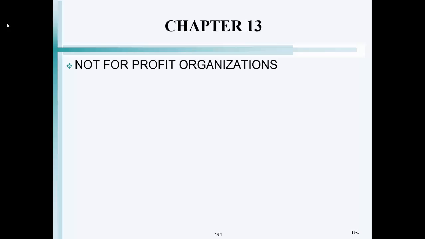So what we're going to see is that not-for-profit organizations use full accrual accounting, which you're very familiar with, right? We account for the organization as a whole. So we're not going to sit here and chop it up into funds and have to deal with reconciling funds to government-wide statements and all that fun stuff. So we're going to be able to use full accrual accounting for organization-wide accounting.